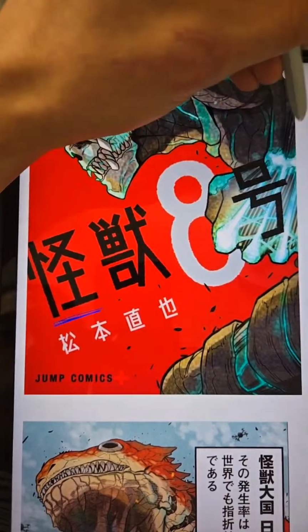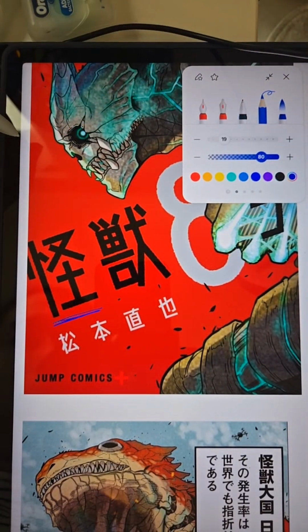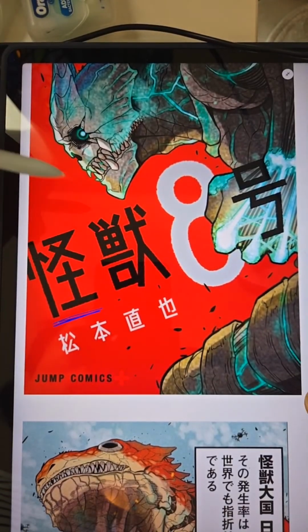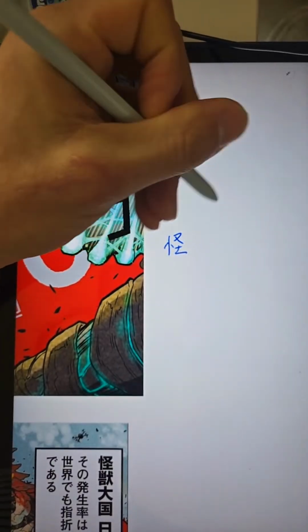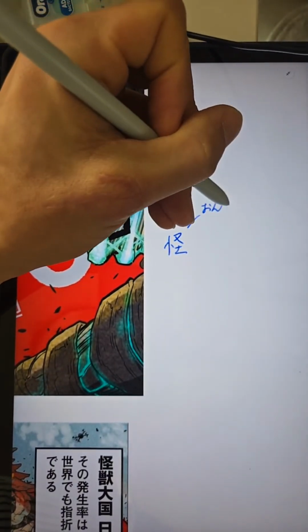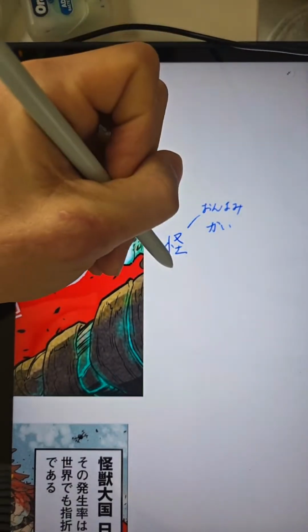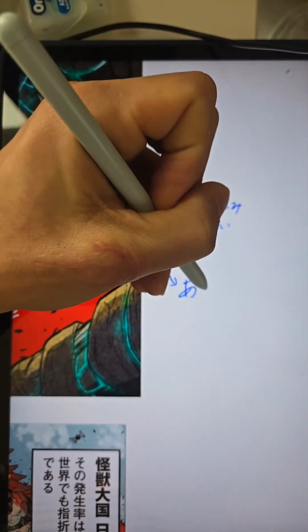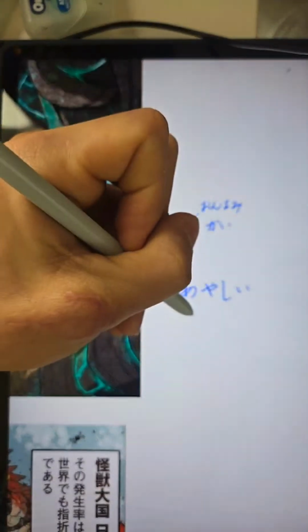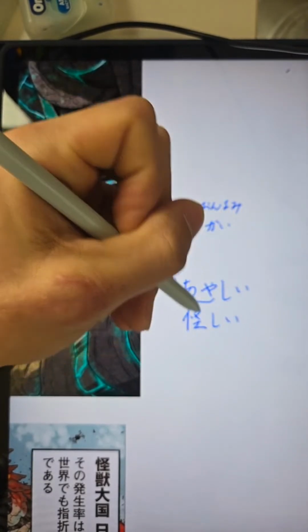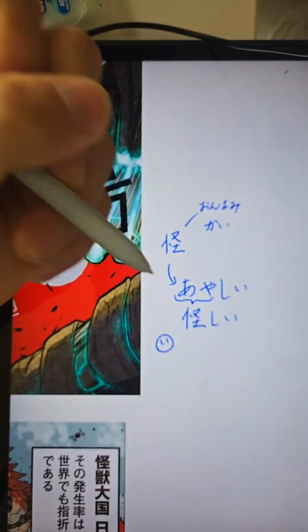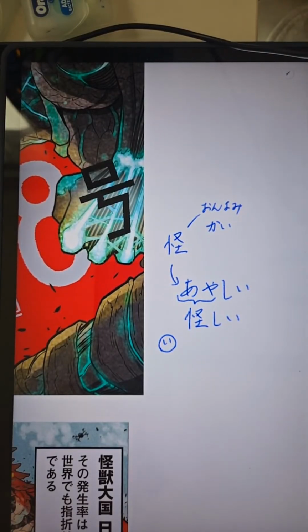Kaiju 8号. Kai, first of all, this kanji kai. Kai is the Chinese reading, onyomi. The kunyomi, Japanese reading, is ayashi. This kanji covers two of these, aya, and then you need shi at the end. It's an i-adjective, ayashi.